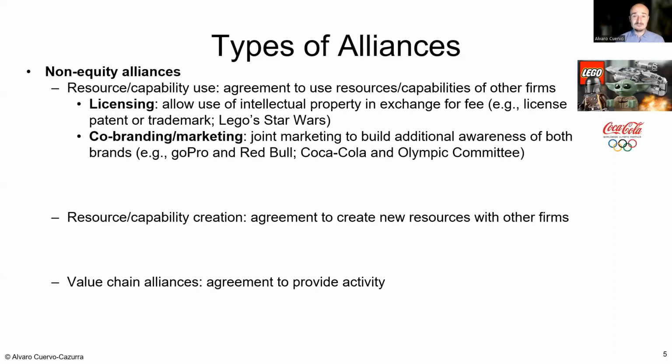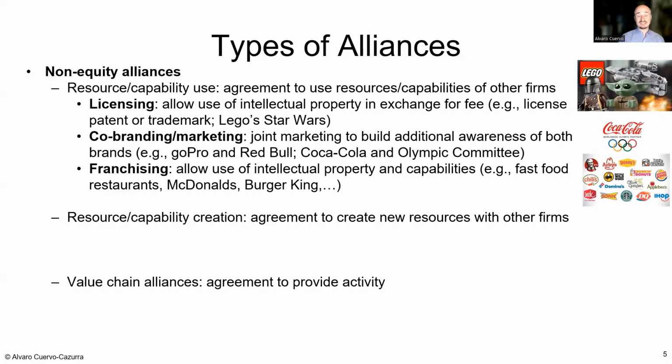Then we also have co-branding, in which both of us are going to be working together and try to promote each other. And here it's going to create benefits for both. GoPro, which is the camera for sports, and Red Bull, which is the energy drink. They work together to benefit from the common association: you have all these sports, and then you have Red Bull, which is associated with excitement. So why don't we work together? Or Coca-Cola and the Olympic Committee, which for many years have been collaborating in the promotion of that particular sports event.